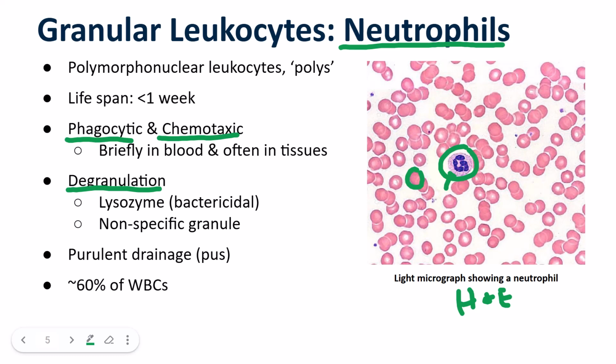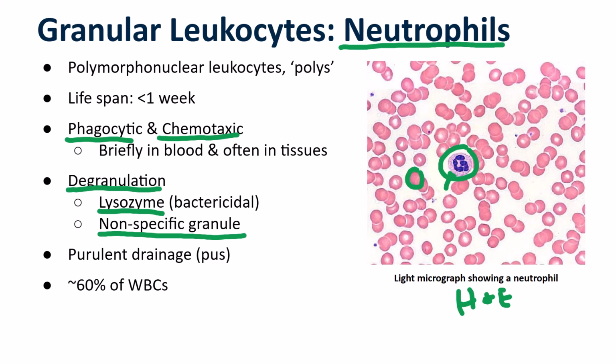So they are granular leukocytes, and they contain a variety of different substances, lysozymes, which are bactericidal, and their granules are oftentimes non-specific granules, which are a cocktail of proteases and acids and other things that, when combined with what is brought into the neutrophil through phagocytosis, is going to destroy it, like a little mini cellular grenade.